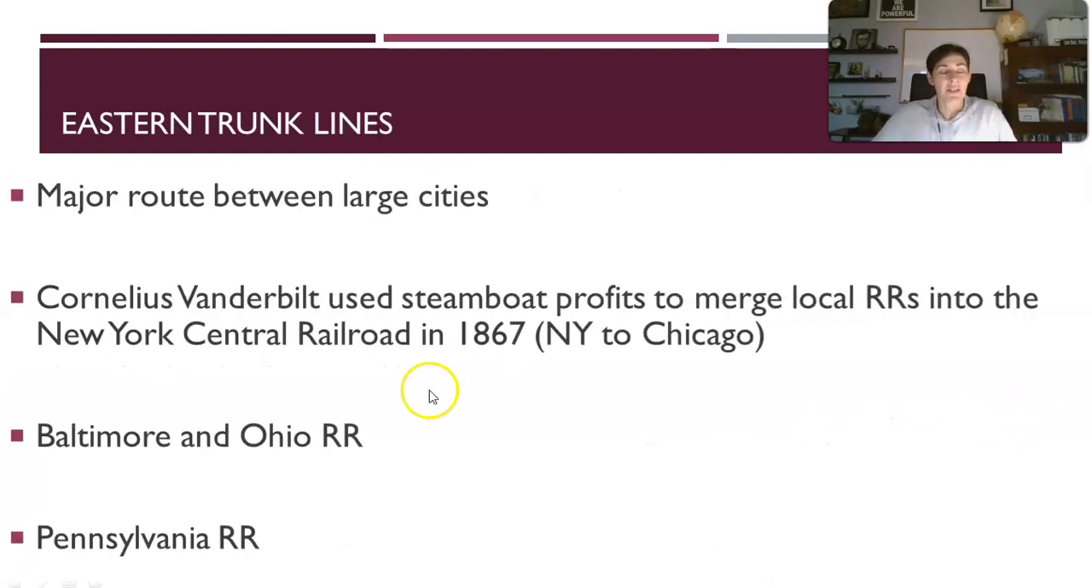Eastern trunk lines. Okay, so there's a major route between large cities. Cornelius Vanderbilt used steamboat profits to merge local railroads. Again, remember Cornelius Vanderbilt, he was the railroad guy. He was the baron, or rather titan of industry. Baltimore and Ohio Railroad merged, and you also have the Pennsylvania Railroad.